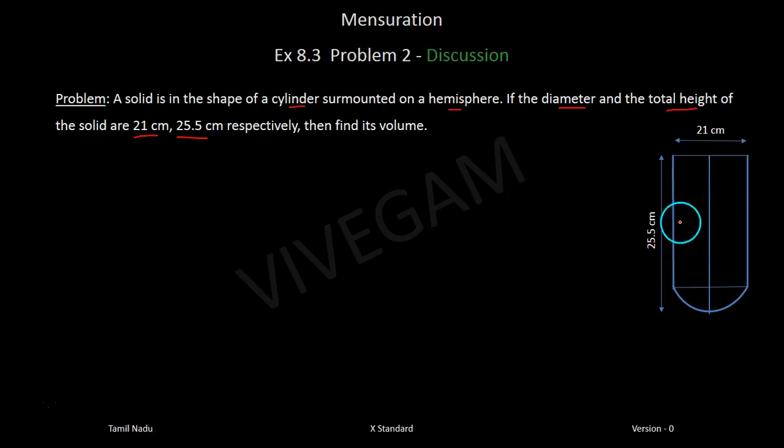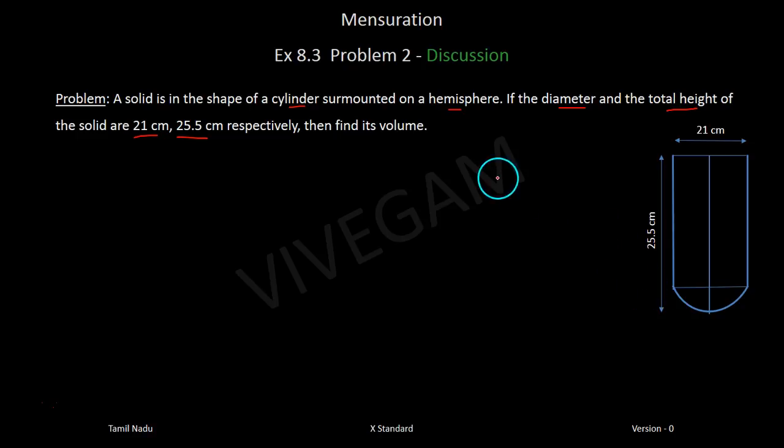Here you can see this is the cylinder sitting on the hemisphere. The diameter is 21 centimeters. So that is the diameter for the cylinder as well as for the hemisphere. Then the total height, that is the height of the cylinder plus the radius of the hemisphere, equals 25.5 centimeters. So it looks complicated, but once we draw the diagram it becomes a little easier, right?